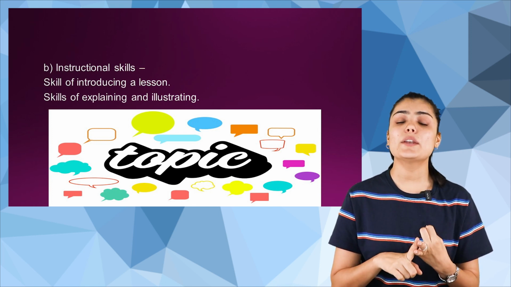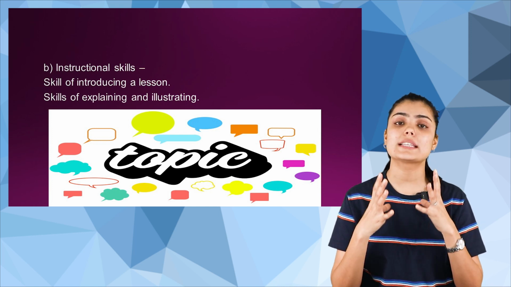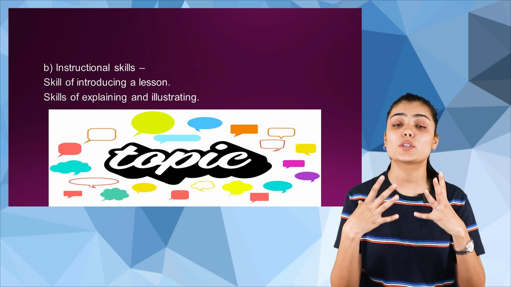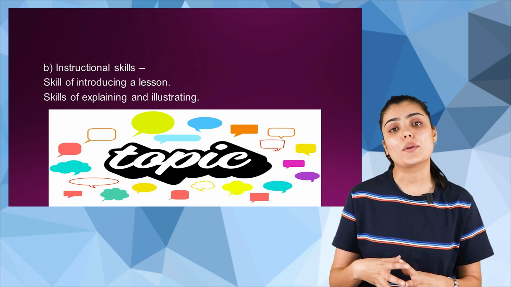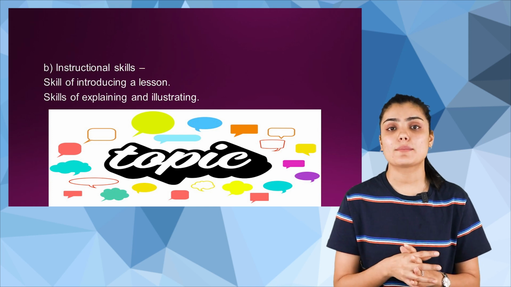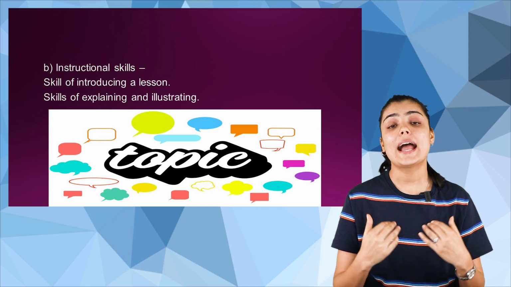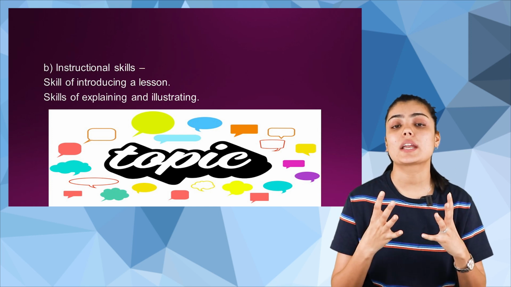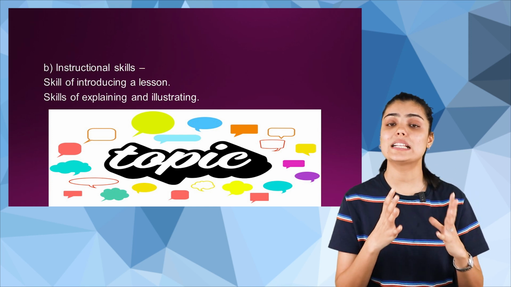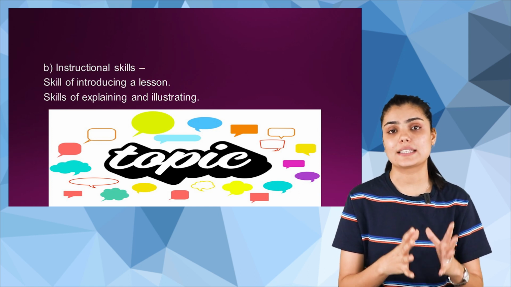The second one is skill of explaining and illustrating. This is instructional skill. That means the actual teaching process is going on right now. How to introduce the topic in an interesting manner so that you can have the attention of the students, and how do you explain and illustrate the particular topic? The skills that are required are also assessed in instructional skills in the second phase.